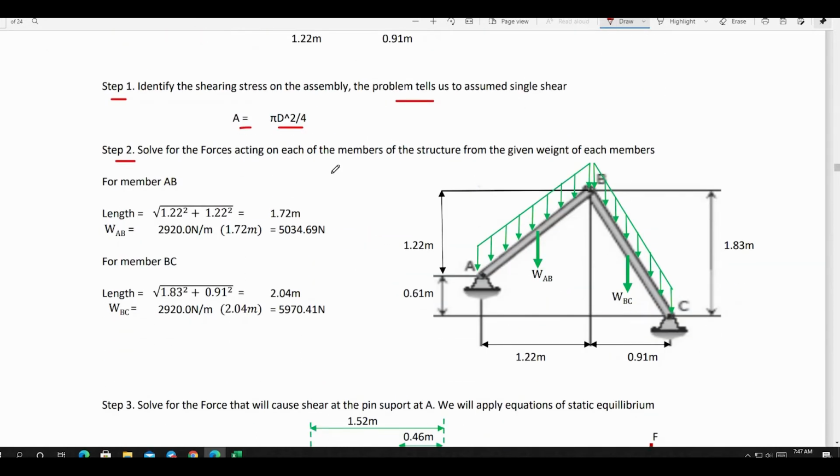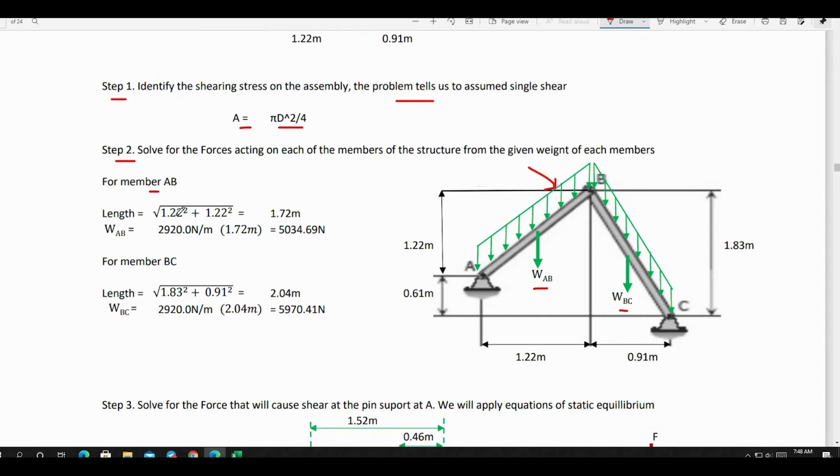We solve for the forces acting on each of the members of the structure from the given weight of the members. So the weight of the members is just equal to 2,920 Newton per meter, uniformly distributed over the length of member AB and member BC of the assembly. If we multiply the length of the members by the intensity of the load, 2,920 Newton per meter, we can find the weight of member AB together with the weight of member BC. So we have to calculate first the length of member AB and BC, then multiply by the intensity of the load.